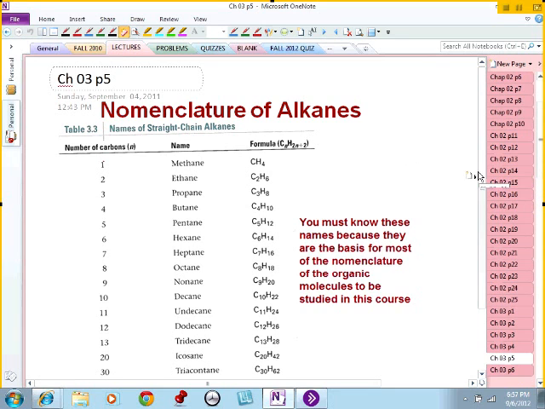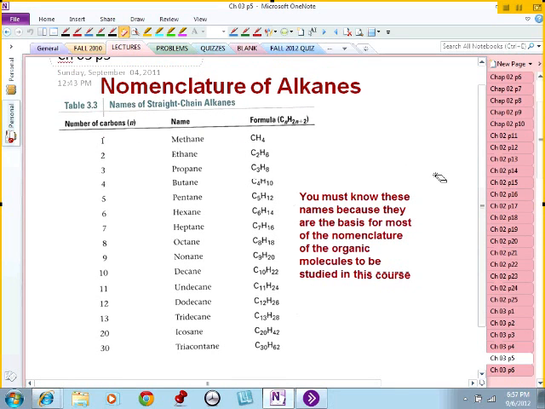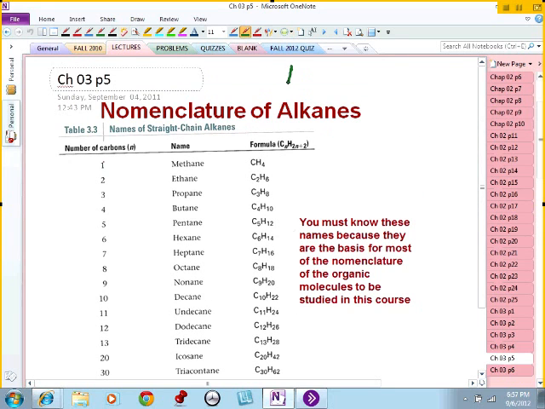Okay, so what do we have? The first thing we are going to do with alkanes is begin to study the nomenclature of alkanes. Nomenclature simply means naming. Okay, naming alkanes. And to name alkanes, we are going to use a system of nomenclature which is referred to as IUPAC.